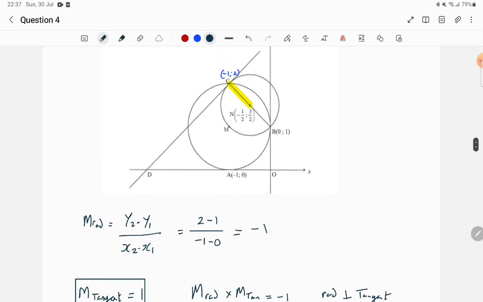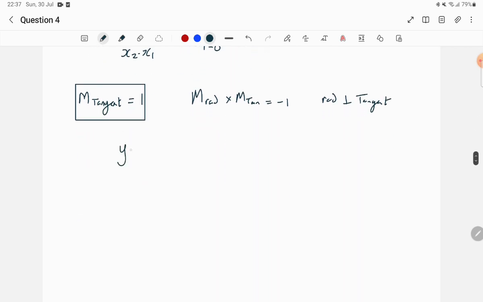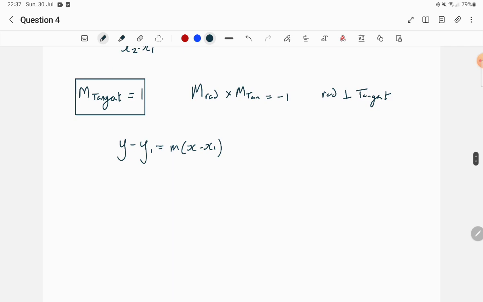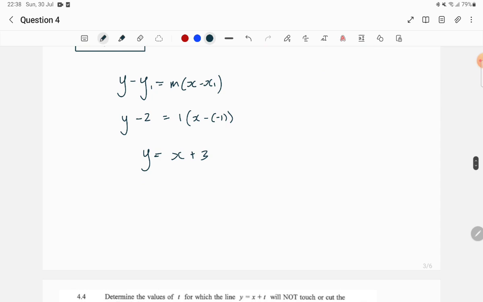So once we have our gradient and we have a point, we can go sub this into our formula, y minus y1 equals m into x minus x1. So again, our point is C, minus 1 and 2. So here we can go ahead and say y minus 2 is equal to 1 into x minus minus 1. So y is equal to x plus 1 plus 2, which is plus 3. But since they want it in the form of y minus x, we can just take that on to the other side, where we get y minus x is equal to 3.